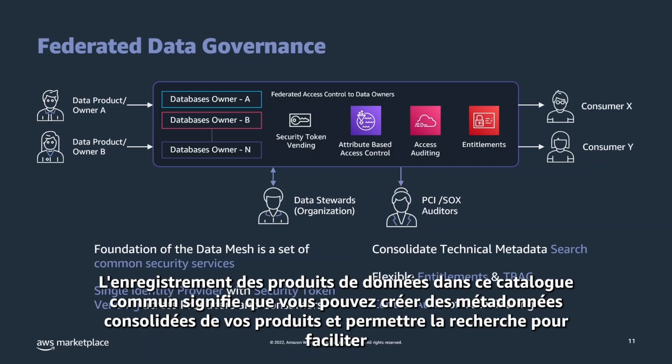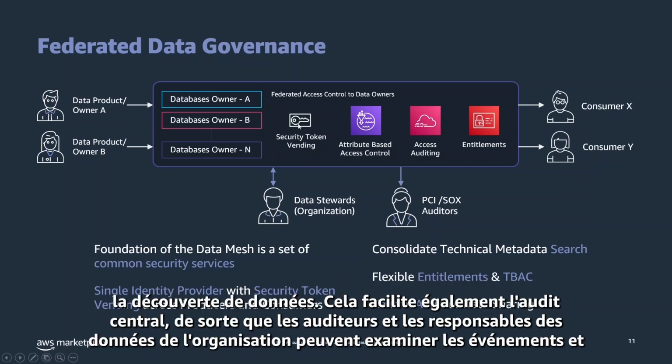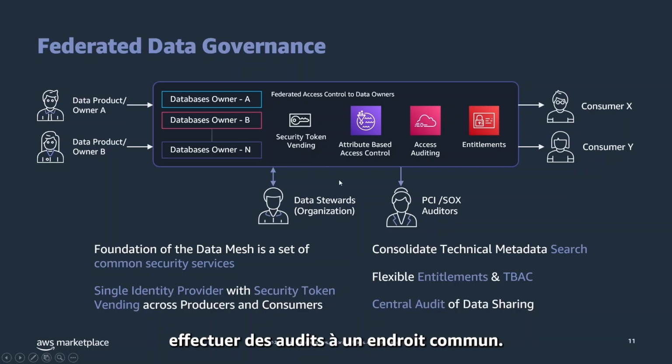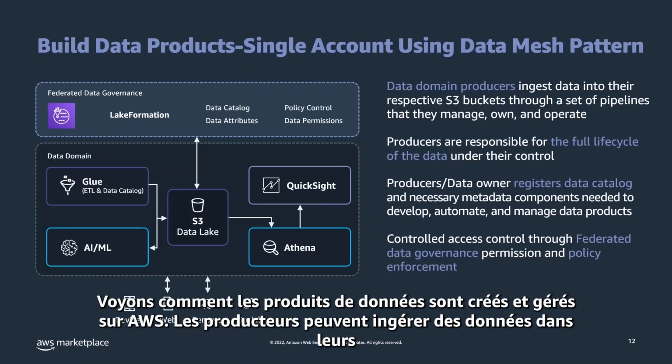Registering data products on this common catalog means you can build a consolidated metadata of your data products and enable searching to facilitate data discovery. It also facilitates central auditing, so auditors and organizational data stewards can review the events and audit on one common place. Let's have a look at how data products are built and managed on AWS.